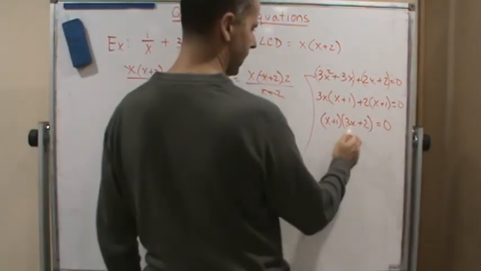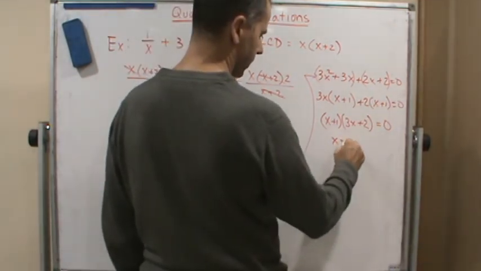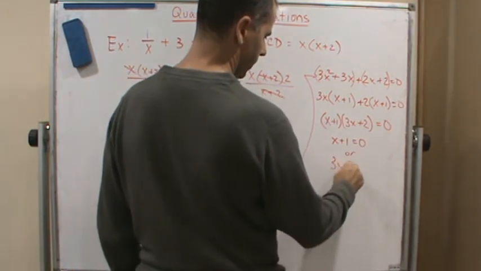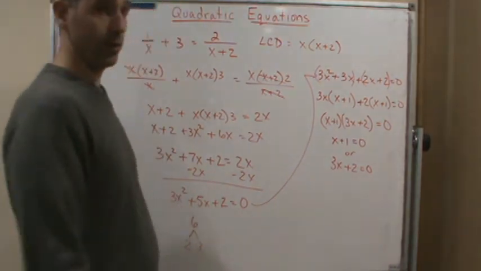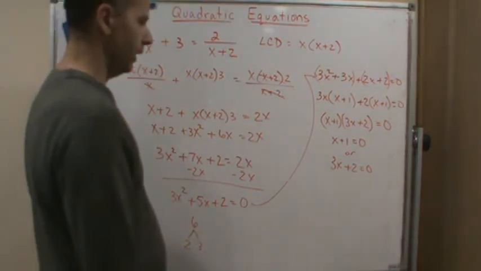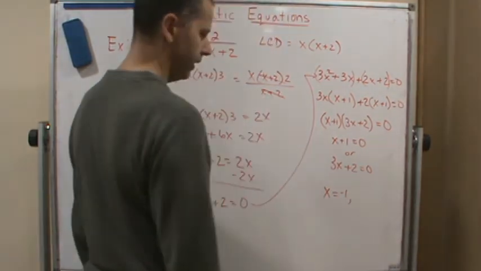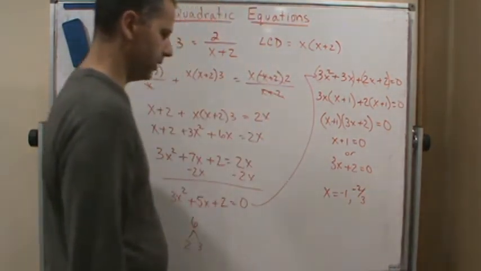And so now I set up my zero product principle. So that means that x plus 1 is equal to 0, or 3x plus 2 is equal to 0. Either one of those will do it. And so that means x is going to equal negative 1 and negative 2/3.